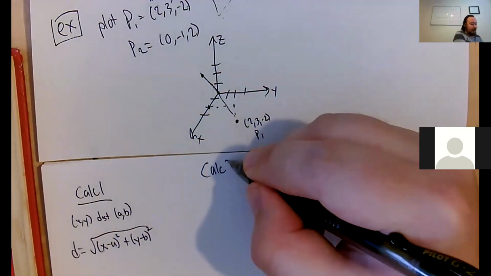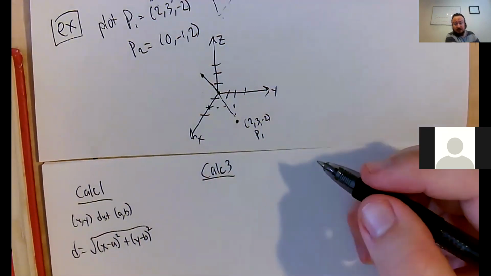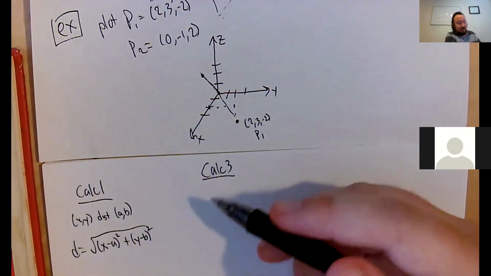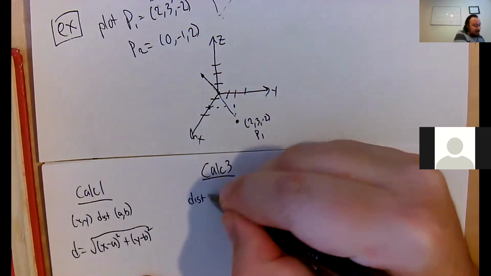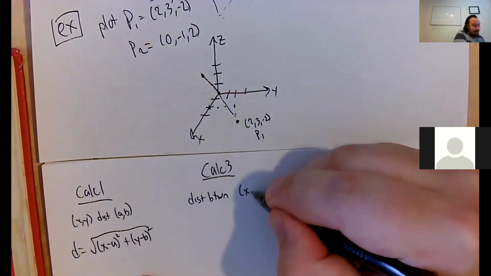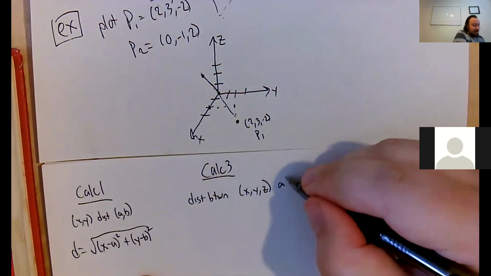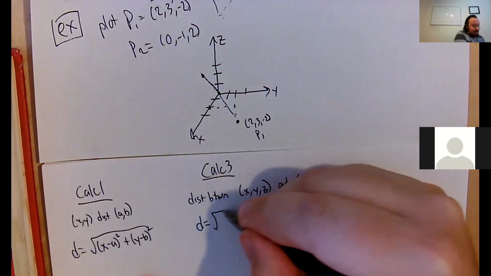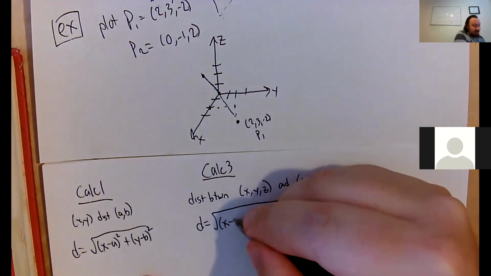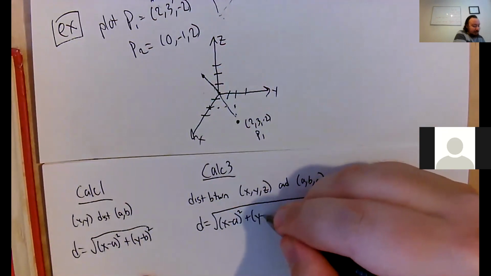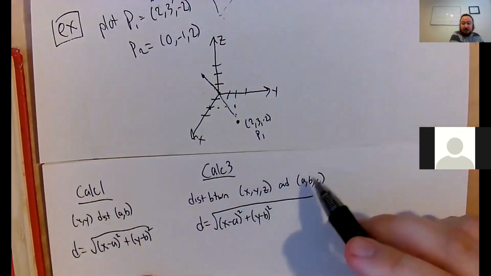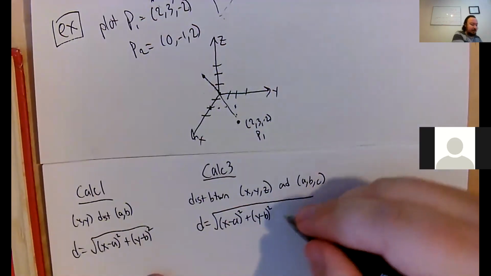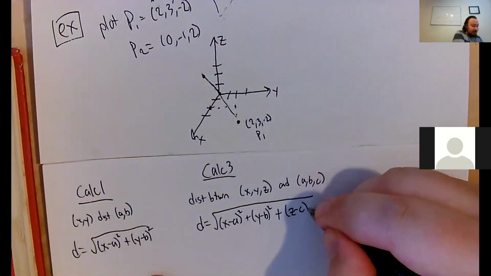All right, now let's move on to Calc 3. And just as I promised earlier on, this is going to be almost exactly the same as it was in Calc 1, only we're throwing in a z as well. Let's say we want to know the distance between x, y, z and a, b, c. The x and y parts are going to be identical: x minus a squared, y minus b squared. And I bet you could guess what's going to come next, since we have our third variable, and those could be different as well. We're going to have z minus c squared.